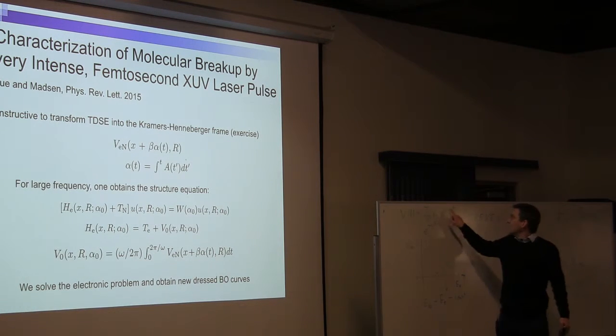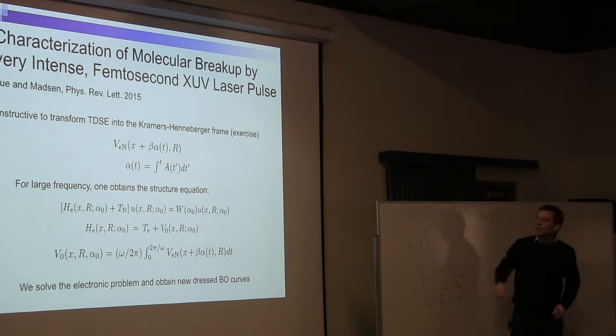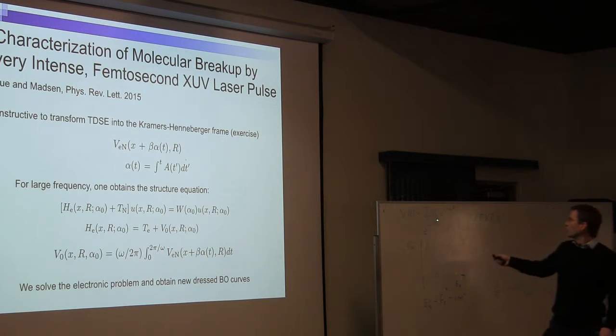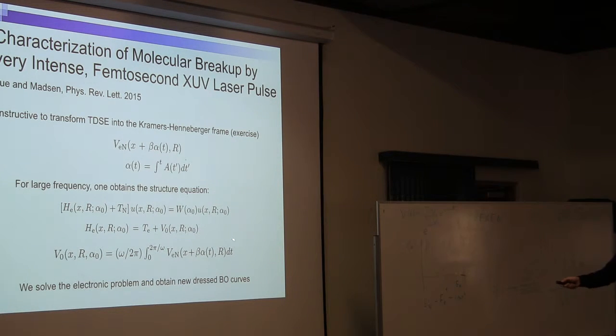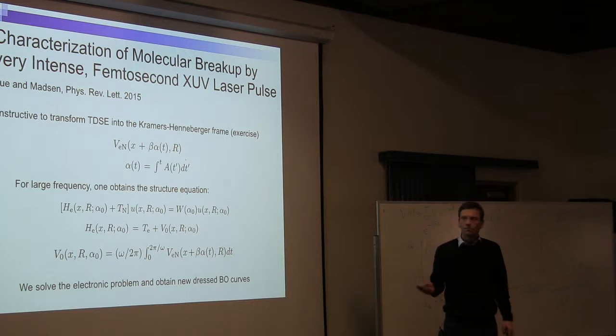then of course the n equals 0 term here in the potential dominates, right? And this is this potential here. This is the dominating term in this Fourier decomposition. So this here is the dominating term. It's just the time averaged Kramers-Henneberger potential. And therefore you're led to a structure equation involving the kinetic energy of the nuclei and the Hamiltonian of the electronic part with this time averaged potential. And doing this, we can obtain new dressed Born-Oppenheimer curves.